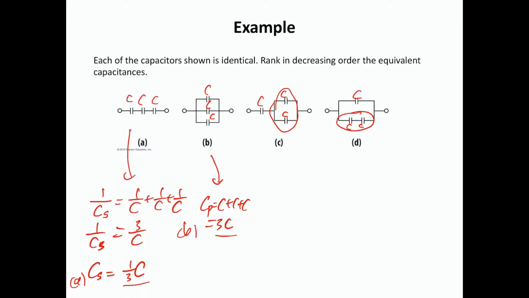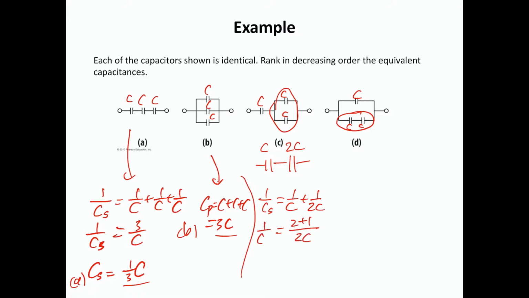Let's look at it. Now, you have 2 capacitors here, and they're connected in parallel, so this becomes 2C. Now this is connected in series. So 1 over CS, the overall, is 1 over C plus 1 over 2C. Now you find the common denominator. This is 2 plus 1, so 1 over CS is 3 over 2C, and CS is 2 over 3C.